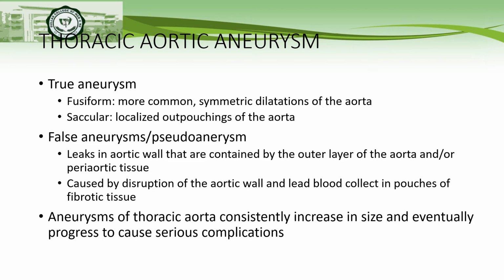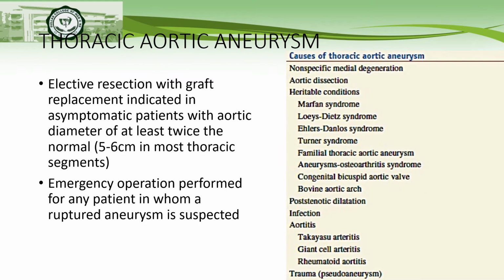Aneurysms of the thoracic aorta consistently increase in size and eventually progress to cause serious complications. Elective resection with graft replacement is indicated in asymptomatic patients with an aortic diameter of at least twice the normal. So the cutoff is usually 5 to 6 centimeters in most thoracic segments. Emergency operation is performed for any patient in whom a ruptured aneurysm is suspected.